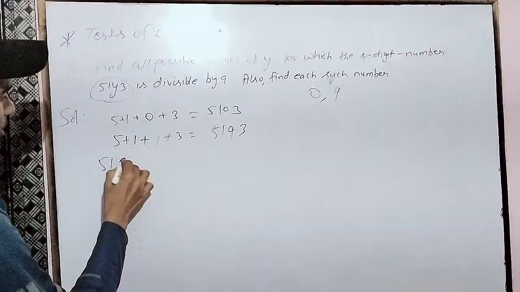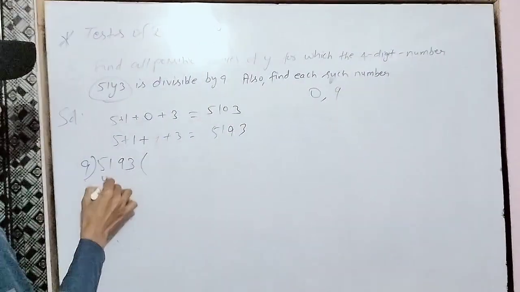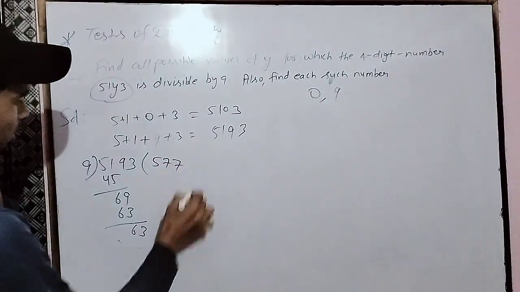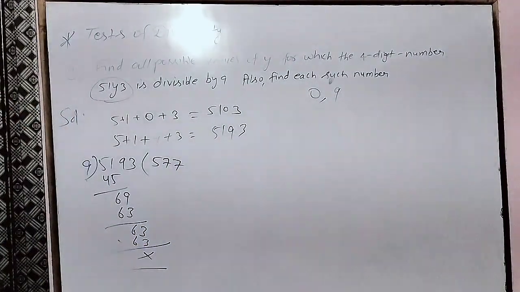Even we can check. 5 6 9 and 6 again 7. Yeah, this is divisible by 3. Till here is the answer.